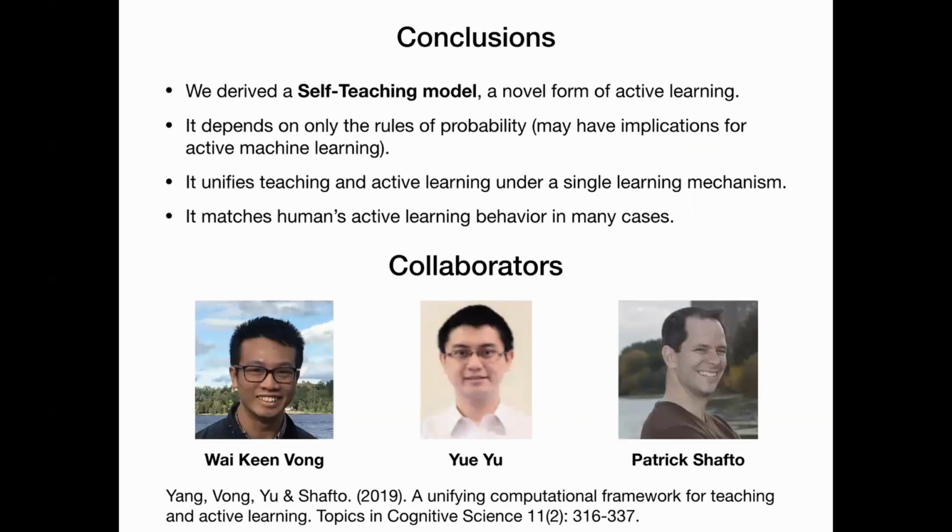In conclusion, we derived a self-teaching model, a novel form of active learning. This model depends on only the rules of probability, which may have implications for active machine learning. The model unifies teaching and active learning under a single learning mechanism, and it matches humans' active learning behavior in many scenarios.